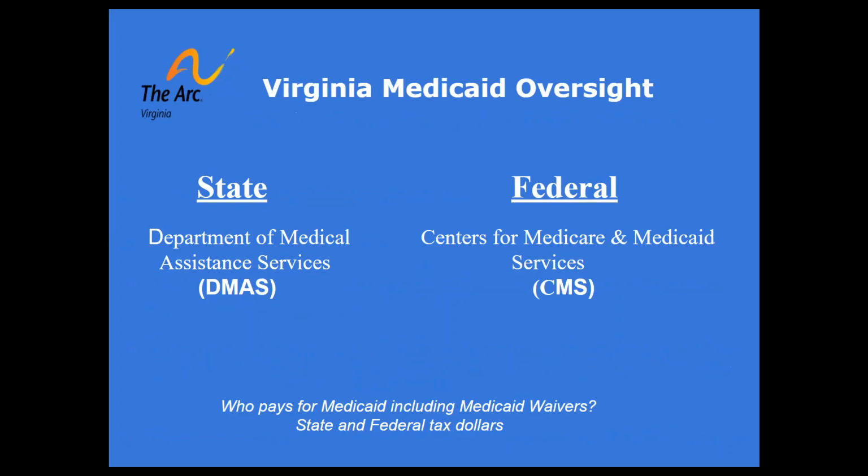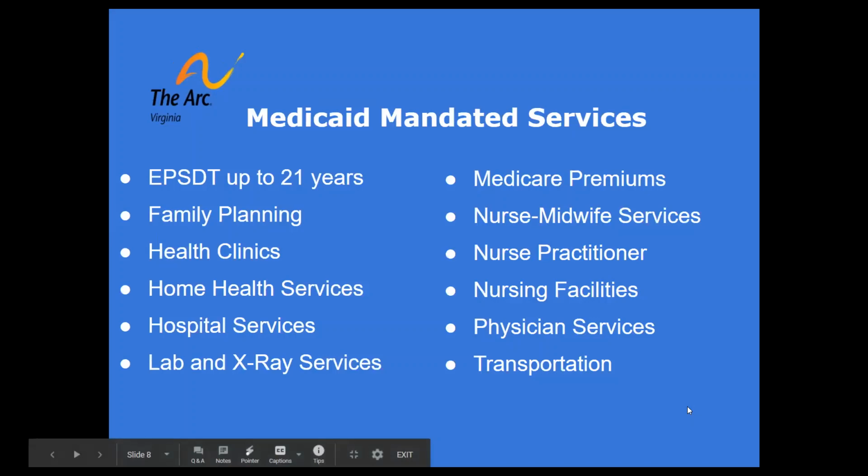Medicaid is overseen by the state and federal government. Virginia's state Medicaid agency is the Department of Medical Assistance Services, or DMAS. The federal agency is the Centers for Medicare and Medicaid Services, or CMS. Both of these agencies have financial and regulatory roles. Who pays for Medicaid, including Medicaid waivers? State and federal tax dollars pay for waivers.